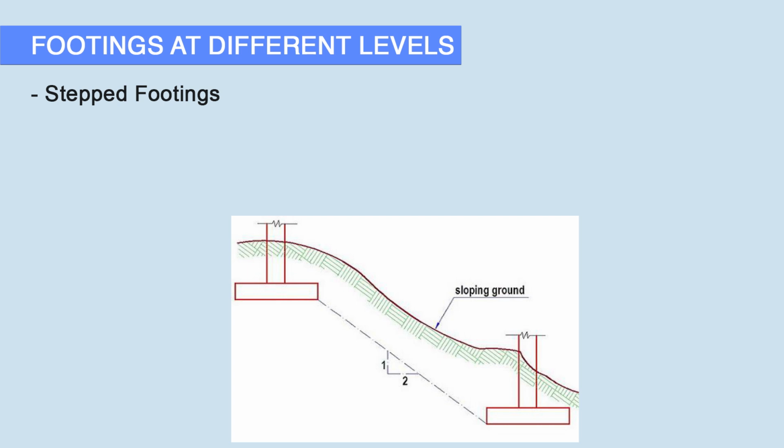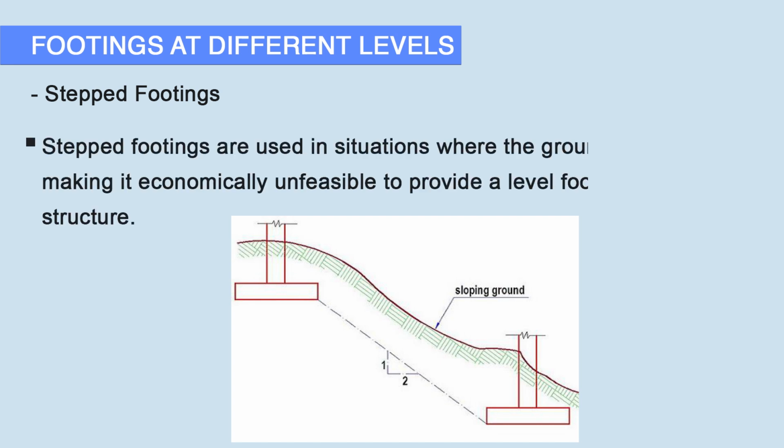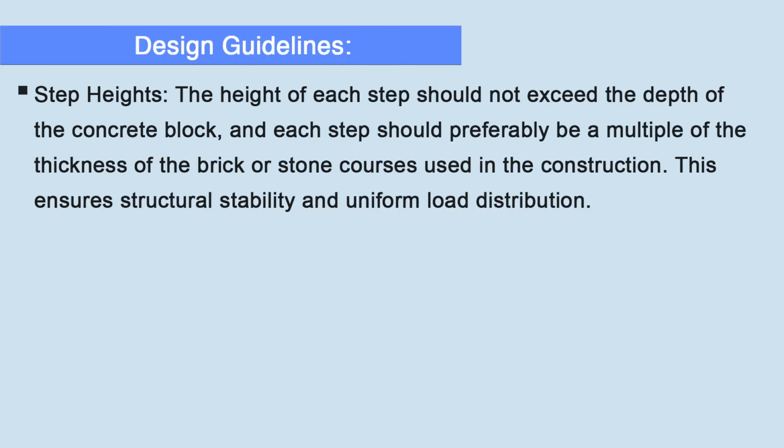Then the next topic is footings at different levels. The first topic is stepped footings. Stepped footings are used in situations where the ground level slopes, making it economically unfeasible to provide a level footing base for a structure. This approach involves excavating the foundation trench in a series of steps, allowing the foundation to adapt to the changing ground levels. What are its various design guidelines?